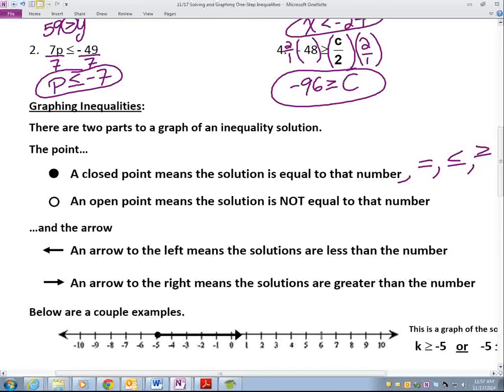Second one, an open point means the solution is not equal to that number. So it's going to be greater than or less than. What about that one with the slash through the equal sign? You're right. Thank you. Or this one. Trying to think if we'll get to that this year. We'll see. It's an equal sign with like a no, like the no smoking sign, right? Yeah. So it's an equal sign saying no.